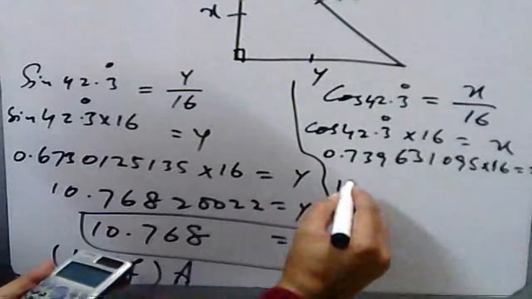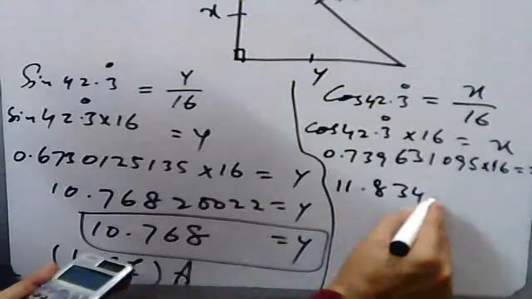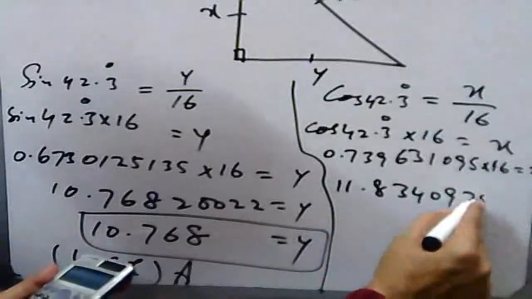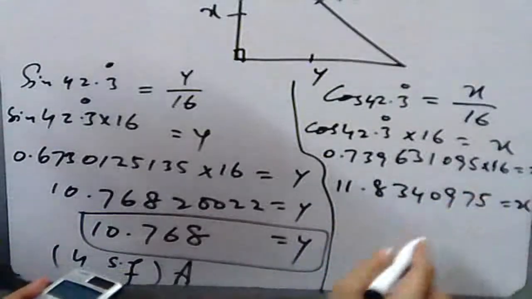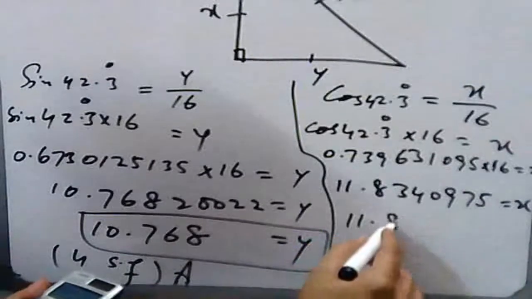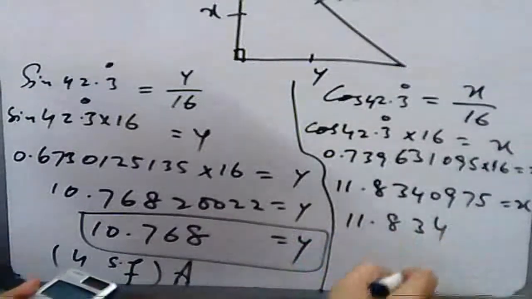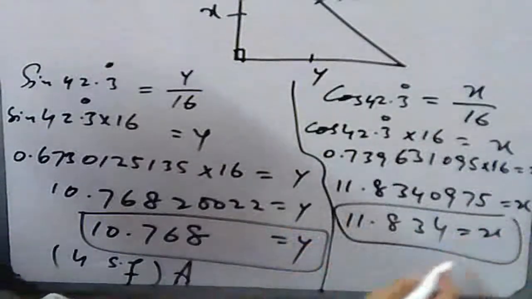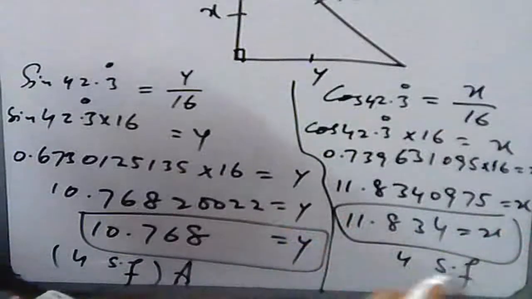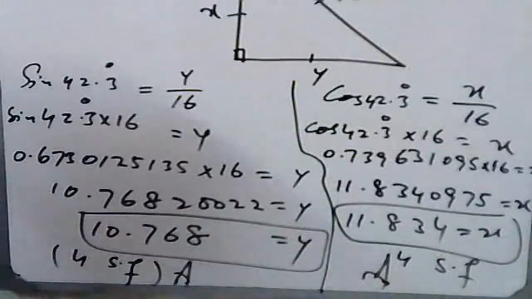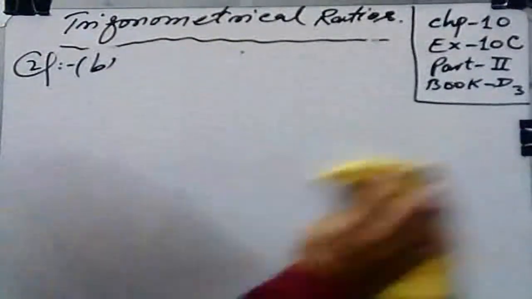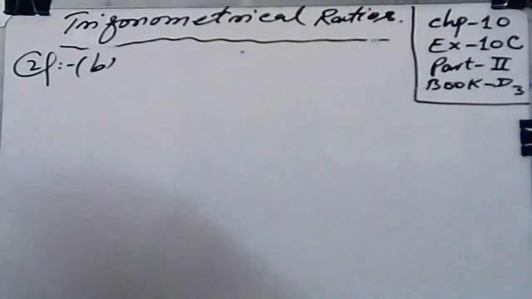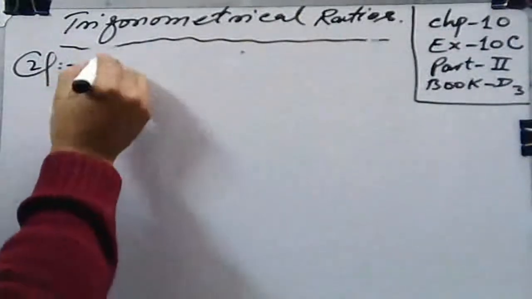After multiplication, write neatly, multiply by 16, you will get 11.834097, that is your value of x. Up to 4 SF, 11.834, so that is your value of x up to 4 significant figures. So that is your required result. Now coming to the other one, that is C part.